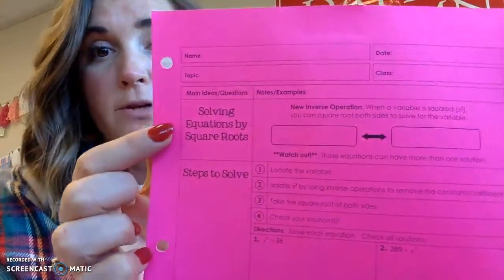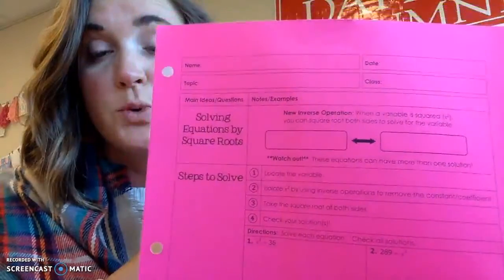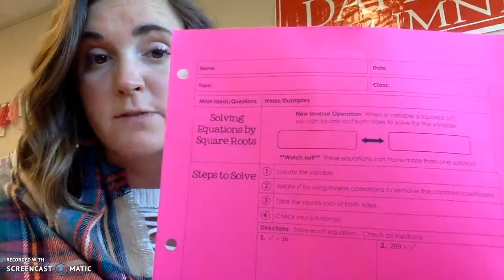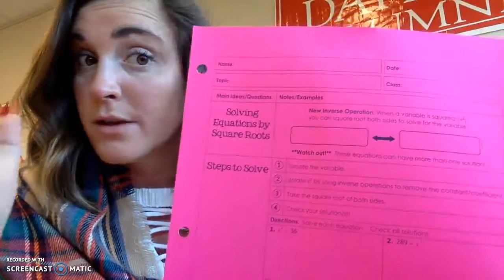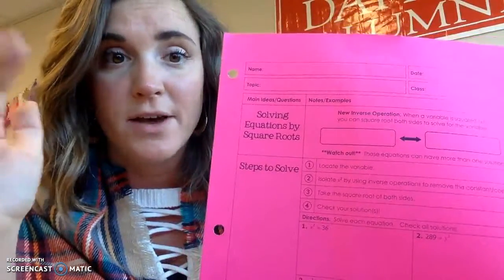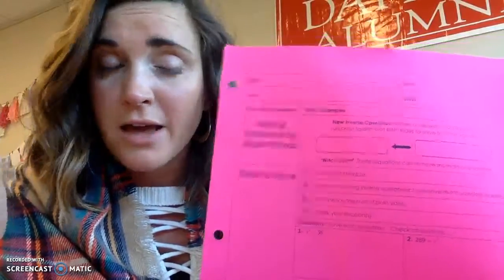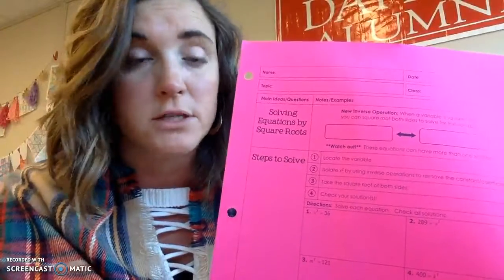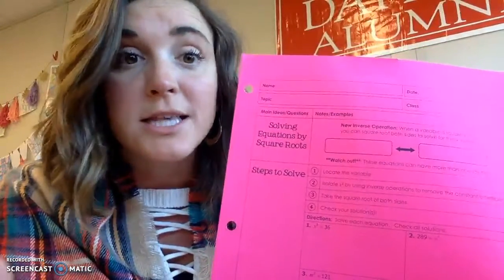So you have two little bubbles on your paper talking about this new inverse operation that we haven't talked about yet. So far, you know the inverse of multiplication is division. The inverse of addition is subtraction. And same thing, subtraction is the inverse to addition. Addition is the inverse to subtraction. Multiplication is the inverse to division. Division is the inverse to multiplication.